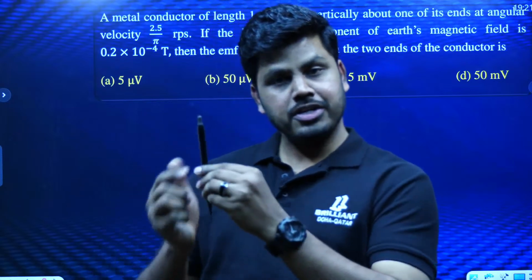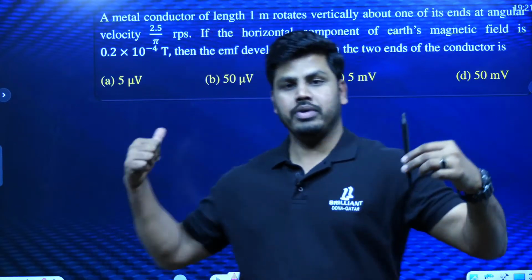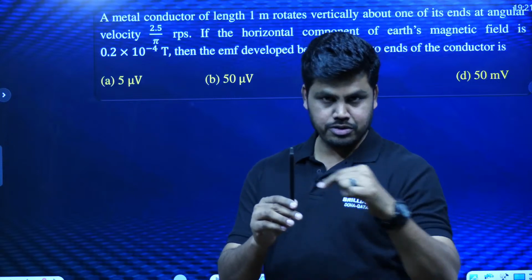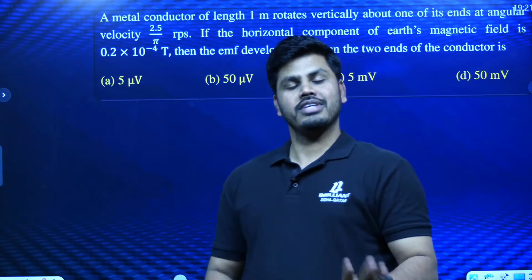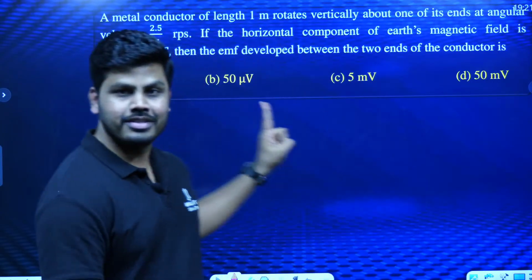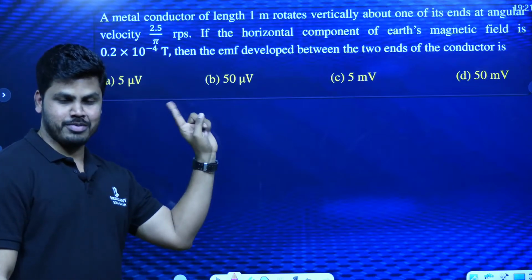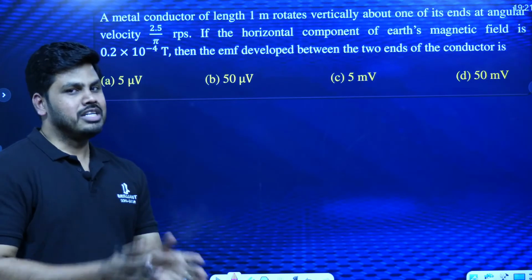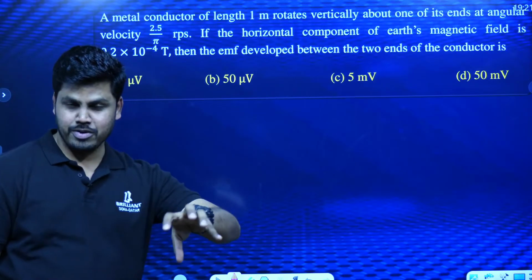Motional EMF, right? When a conductor is moving through an external magnetic field, that is what we did in the previous question. And the condition we know is that magnetic field, length and velocity should be mutually perpendicular, and that condition was satisfied. Now, look at this. A special case of motional EMF is rotating rods, right? We didn't do the derivation, but we have a final equation for that.